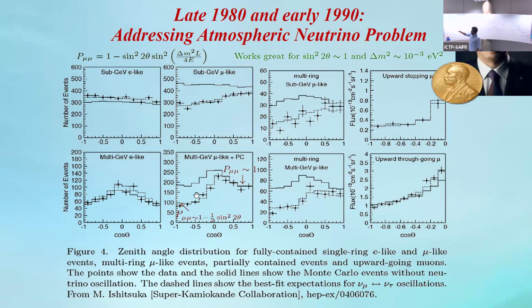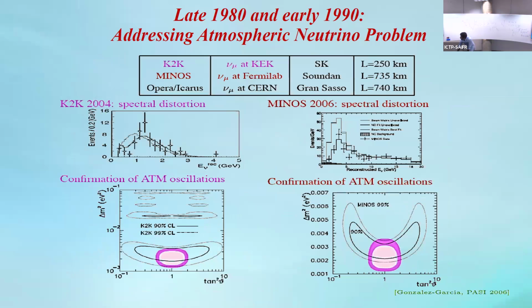And for the other cases, for the electron-like events and so on, it will be unaltered. So that's very well fitted with the atmospheric neutrino problem. Basically you start with nu mu, and then over the distance it oscillates to different flavors.